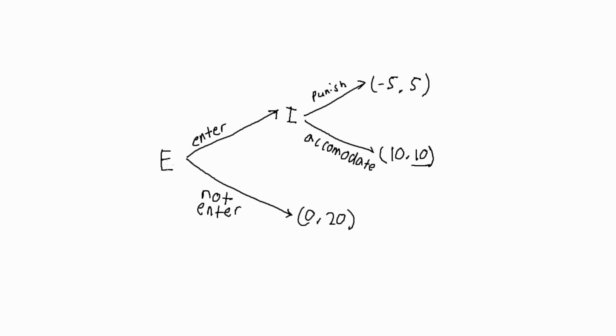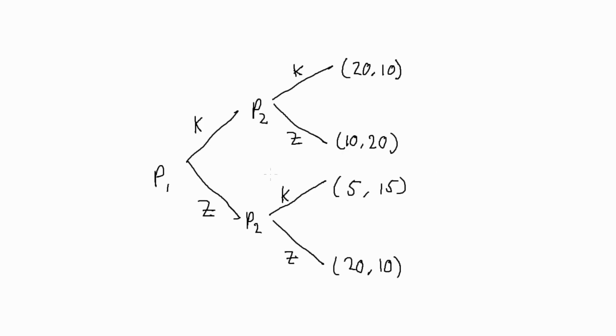So now, the entrant firm knows that if they enter, the incumbent firm will always choose to accommodate. So at this point, they are comparing a payoff of 0 and 10, and obviously they prefer 10 to 0. So we find that the Nash equilibrium and predicted outcome of this game is enter, accommodate for a payoff of 10 to both firms. Okay, let's consider another game with players 1 and 2 who each have some arbitrary action to choose, K and Z.